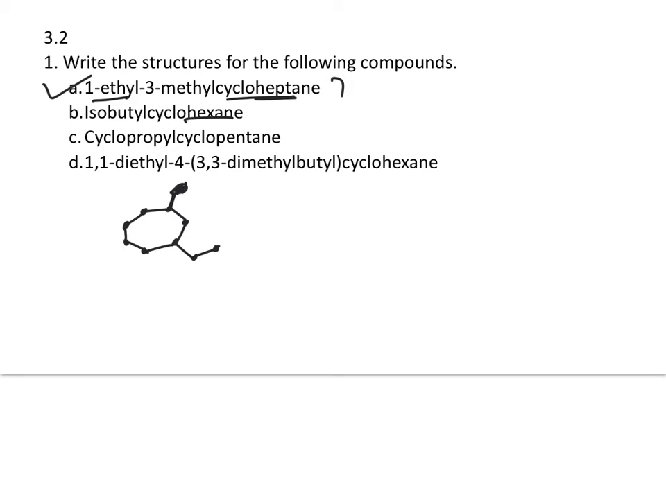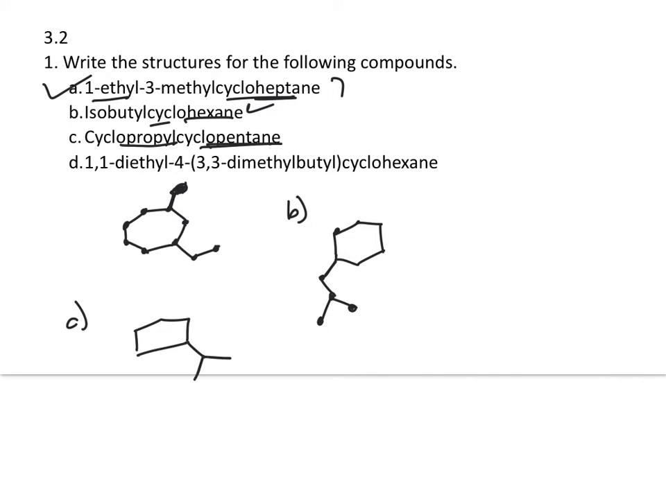Okay, for B, you have hexane, cyclohexane. See the cyclo? So let's make cyclohexane, and then we have isobutyl. So how many carbons would that be? That would be 4. 1, 2, 3, 4, and it makes a Y. C, cyclopropyl, cyclopentane. So go ahead and draw the main cyclopentane, and then cyclopropyl would be the substituent.